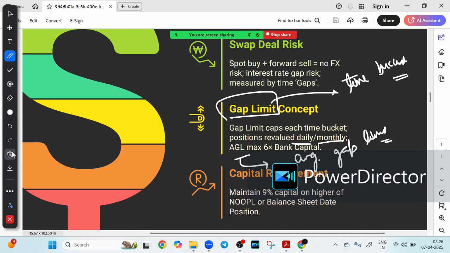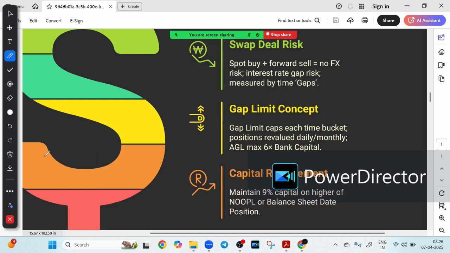I told you that if the gap limit increases, then obviously it is exposed to interest rate gap risk. So to curtail that, AGL has been placed, which is a maximum of 6 times the capital base, right? This question is frequently asked. What is AGL? Average gap limit.